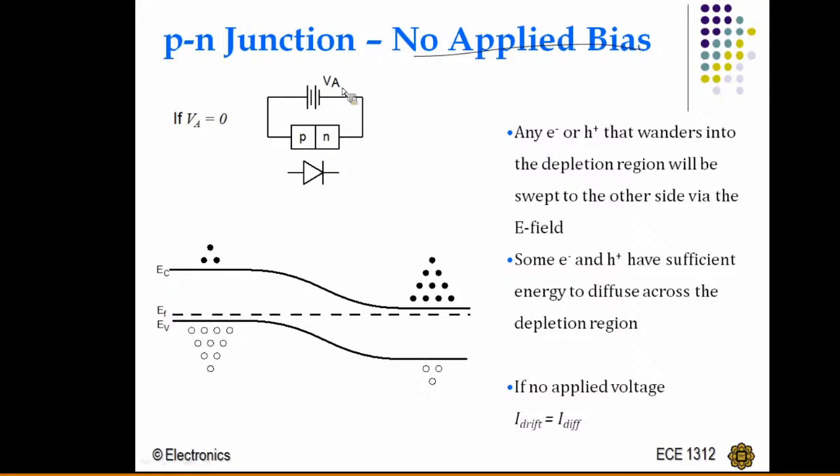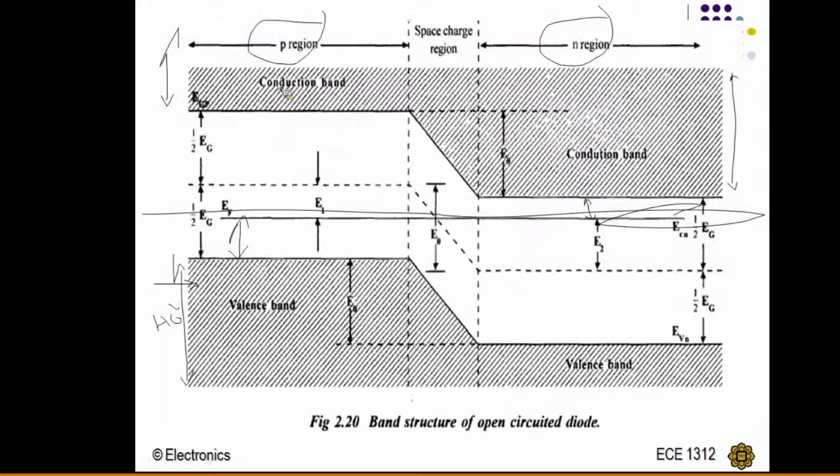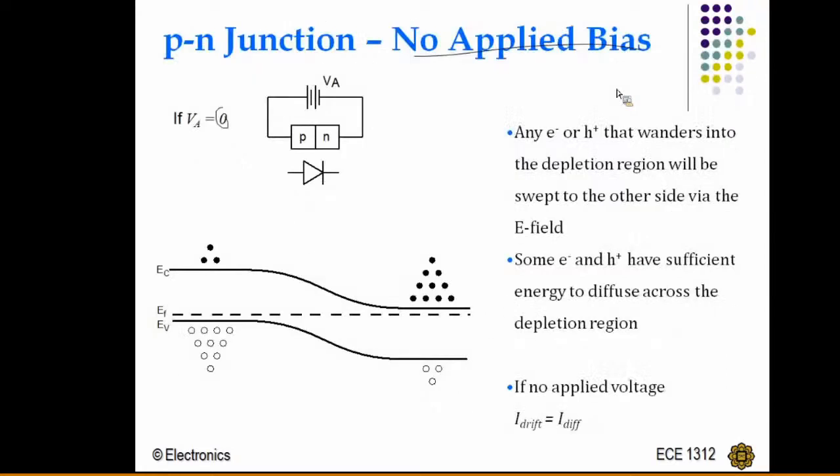Now, what is the same thing with no applied bias? If you are not applying any bias, Vi is equal to 0. 0 means I'm not applying anything here. Simply, the structure will look like this. At this 0, you are not applying any external voltage. Majority holes will be there in the valence band in case of p-type material, and all the electrons are going to be in the conduction band for the n-type material.